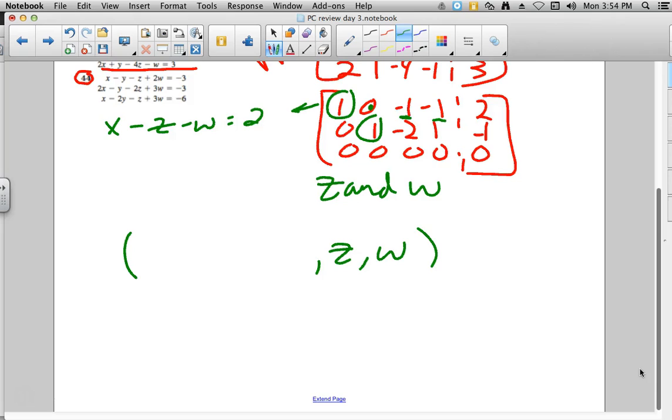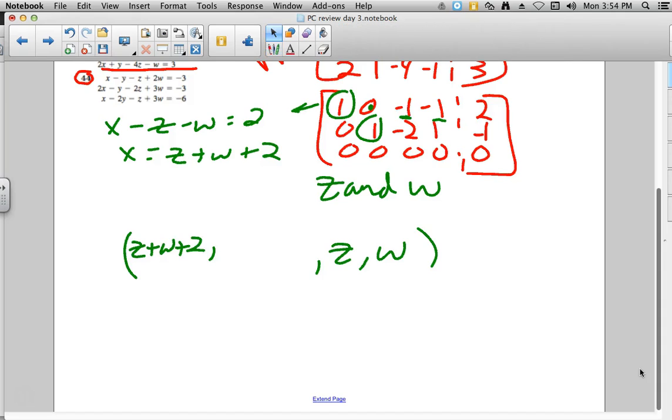Well, move the z and the w over. So x equals z plus w plus 2. That's the formula that somebody would need once they know what z and w are. Then you do the same thing, but for the y.